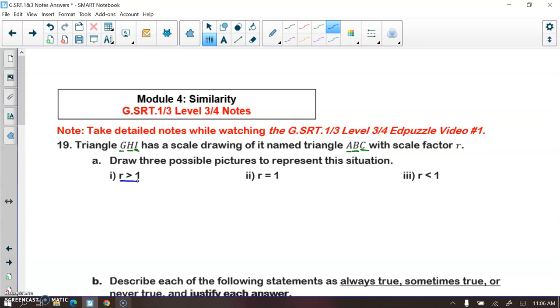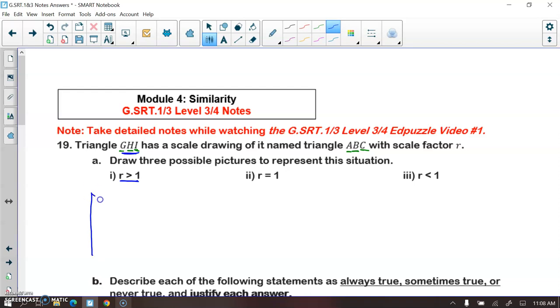So what that means is that GHI is a smaller triangle because I'm going to be using a scale factor that's greater than 1. So triangle ABC is going to be a larger triangle. So I'm going to make it so the triangles overlap. It does not say what my center of dilation is, but let's make our center of dilation point H. I'm going to make this a right triangle.